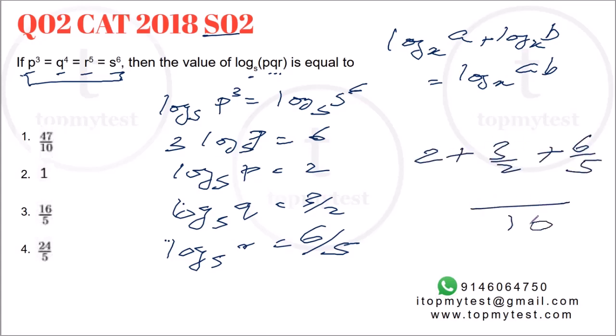Now LCM is 10. You would ideally like to mark option 1. Let's check this. 10 2s are 20. 3 into 5 is 15. 6 2s are 12. Right. 27 plus 20, 47. Option 1. Not very difficult.